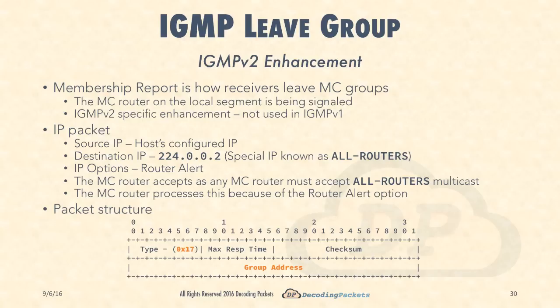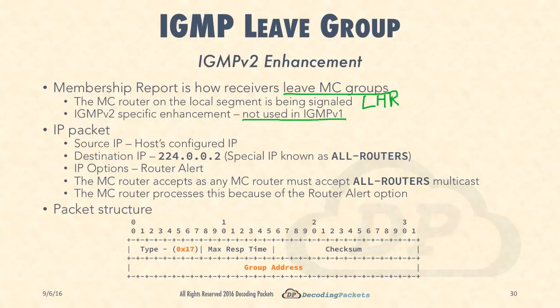The next message here is the IGMP leave group message. And this is particular to IGMP version 2. It's not present in IGMP version 1. And this is how the hosts actually inform the router, or routers rather, that they want to leave multicast groups, so they no longer are interested in the traffic. Once again, the router being signaled is the LHR. So that bears repeating: the last hop router is the one you're trying to signal. And it is not used in IGMP version 1.